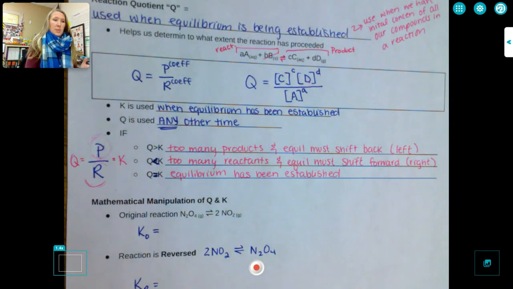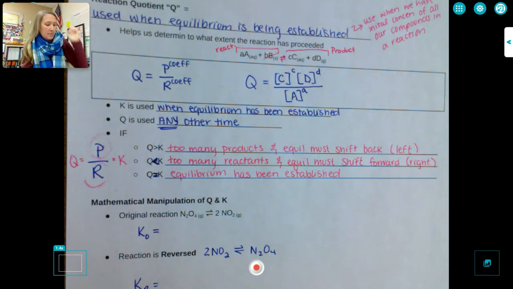So we'll see that in our practice problems coming forward, we'll get information about initial concentrations of most of the species or all of the species in our reaction. And then we'll still make ice tables. So the math part is going to stay the same, where we still make an ice table.